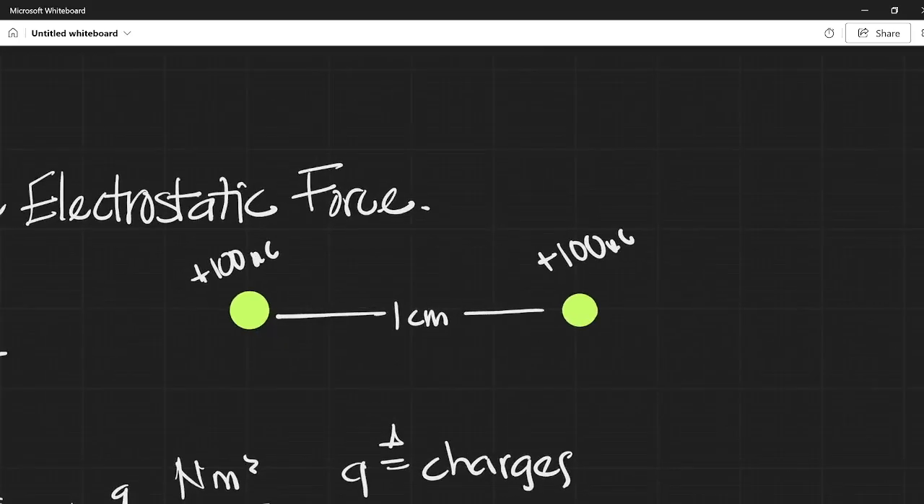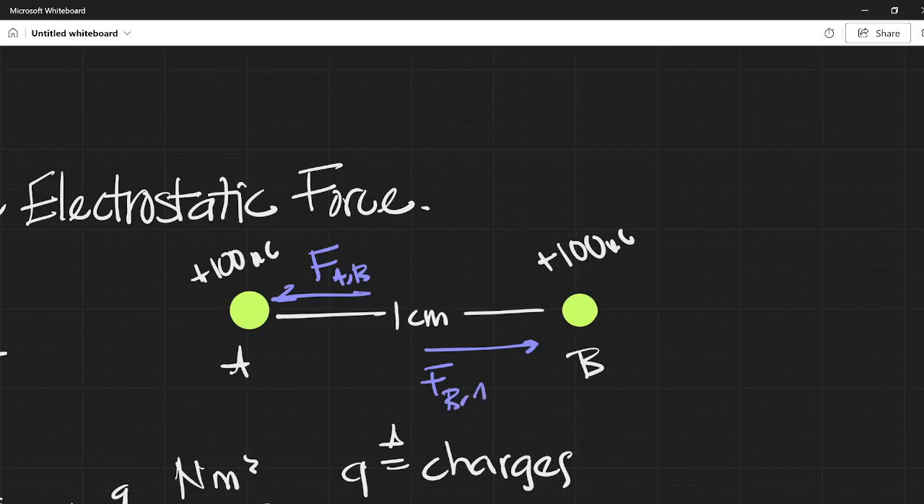And the first thing to take note of is the likeness of the charges, right? So both of them are positive. If I call this particle A and this particle B, then I would say that the force on A due to B is acting to the left because it's repulsive. The geometric configuration that these charges are in matters. Conversely, the force on B due to A is to the right because they're repulsive.